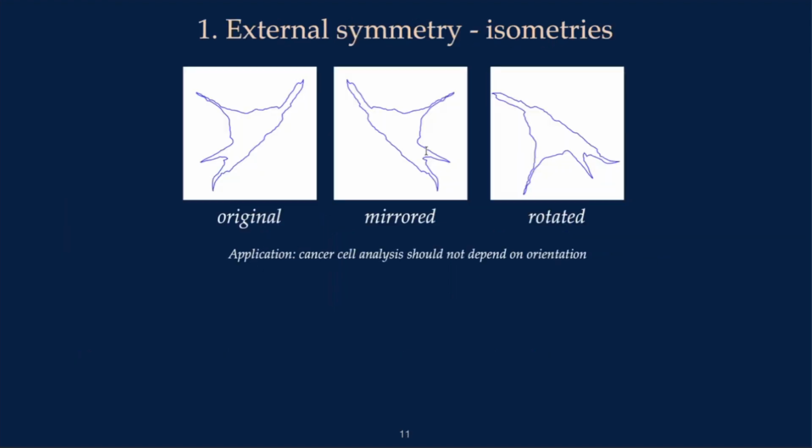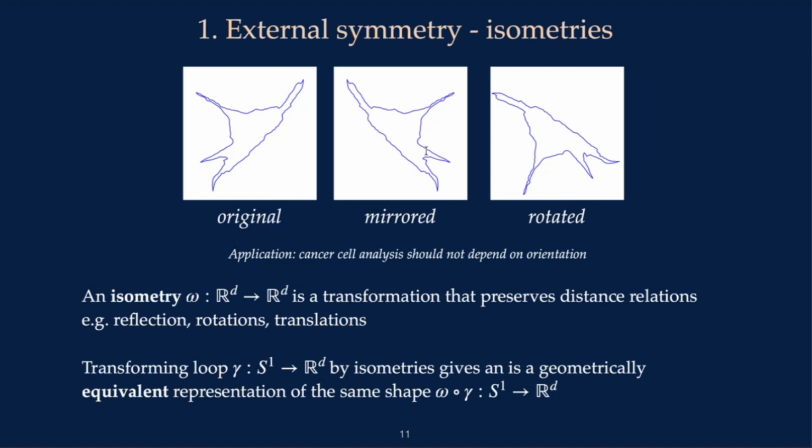So let's look at the first type of symmetry, which is the external symmetry. Here, on the left-hand side, we took a cancer cell contour image. We could mirror it, so that's a mirror symmetry, or we could rotate this cancer cell. But any diagnosis you derive from the image should not depend on these arbitrary transformations of your image. More concretely, these transformations are so-called isometries.